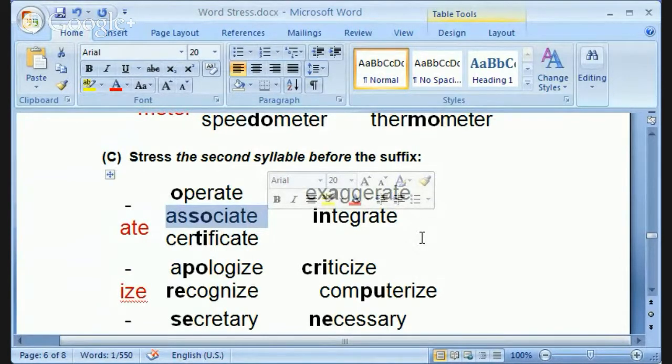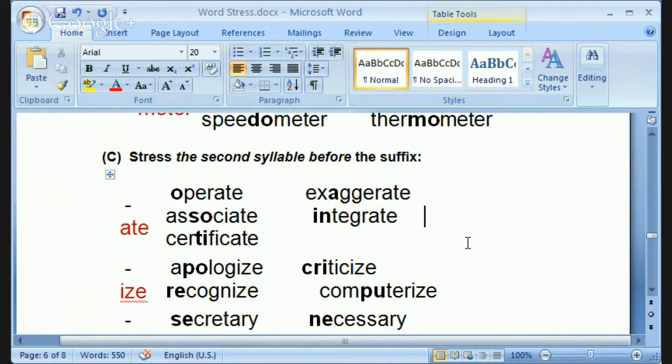Exaggerate. The "ate" goes low. That has secondary stress. In verbs, when we use these words as a verb: I know how to operate a car. I exaggerate a lot. I don't associate with him anymore. We're going to certificate the student. All right. When we use it as a verb, "ate" is fully pronounced, okay? If you remember, full pronunciation of the vowel sound. It's longer, it's louder, but it's low.